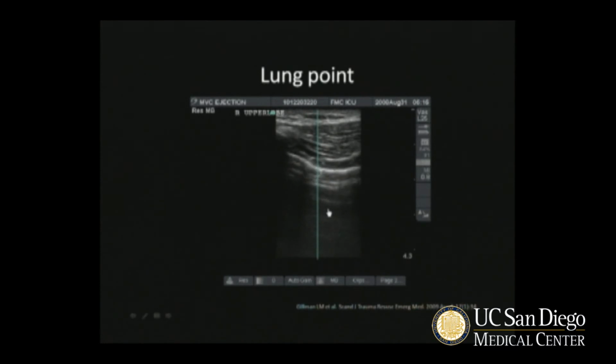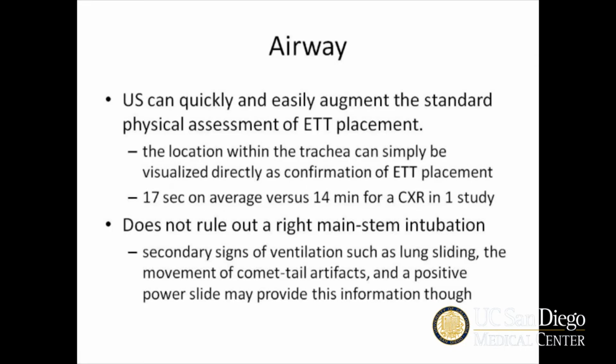Airway confirmation after intubation can be obtained using ultrasound. This is a new technique that's still subject to investigation, but it has been used to quickly and rapidly augment the physical assessment of the endotracheal tube and to supplement methods such as end-tidal CO2. The location within the trachea can be visualized directly, and in a study comparing this to chest x-ray, it took 17 seconds to confirm tube placement within the trachea.